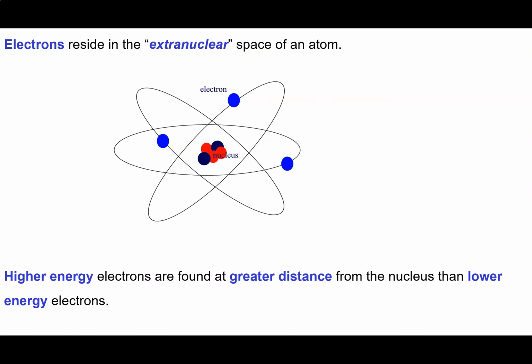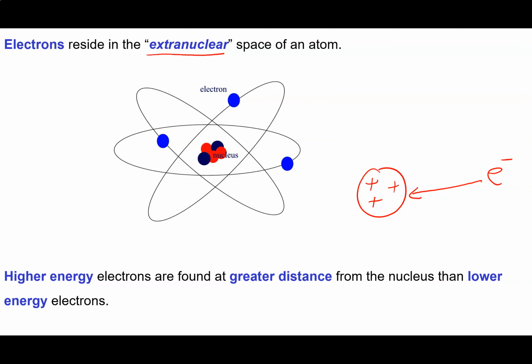So electrons are described as residing in what we call the extra-nuclear space of the atom. That is, they exist outside of the nucleus. An important thing to recognize is that the nucleus has a positive charge and electrons are negatively charged. And what that means is that electrons will be attracted to the nucleus.